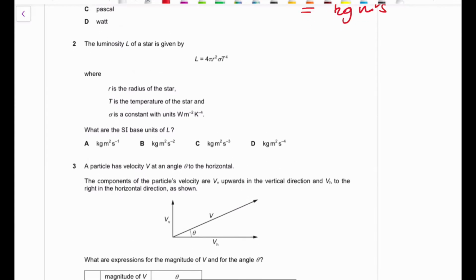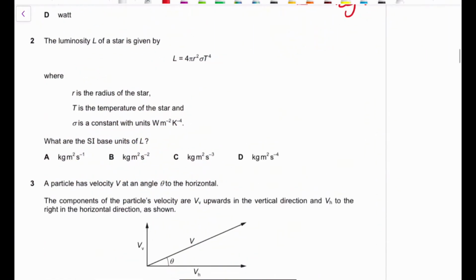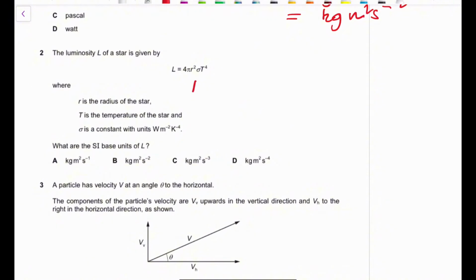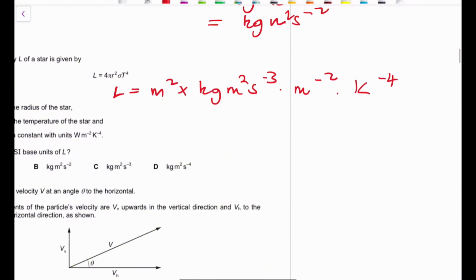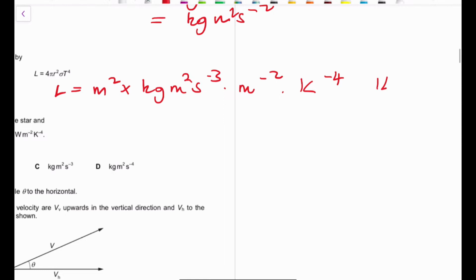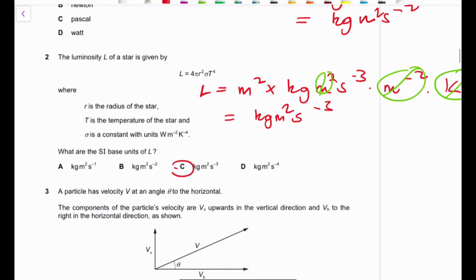Move on. Question 2. We've been given that the luminosity, L, of a star is given by that formula, and we've been asked to find the SI base units of L. What do we know? L is equivalent to r squared, which has units of m squared, multiplied by sigma, a constant with units of W m to the power of negative 2 K to the power of negative 4. W is kg m squared s to the power of negative 3, multiplied by m to the power of negative 2 and K to the power of negative 4. But T to the power of 4 is K to the power of 4, so these two cancel out, and we're left with kg m squared s to the power of negative 3. The answer is C.